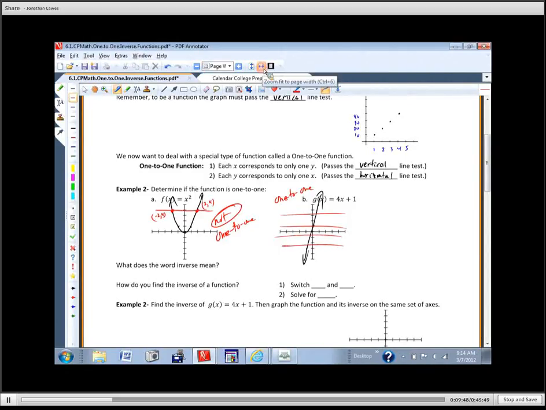Can somebody tell me what the word inverse means? Shane. Okay. Means opposite. Can somebody come up with another word? Okay, reciprocal, depending on what the function is, that could be an inverse. Okay, this is the way I'd like you to think of an inverse. An inverse undoes. Okay, so the word inverse means it undoes it.